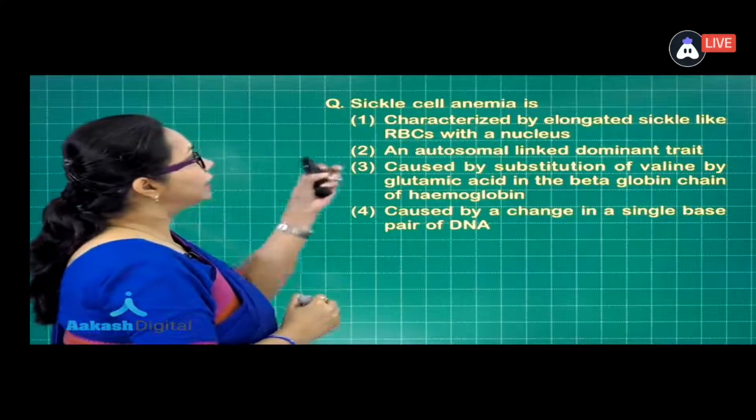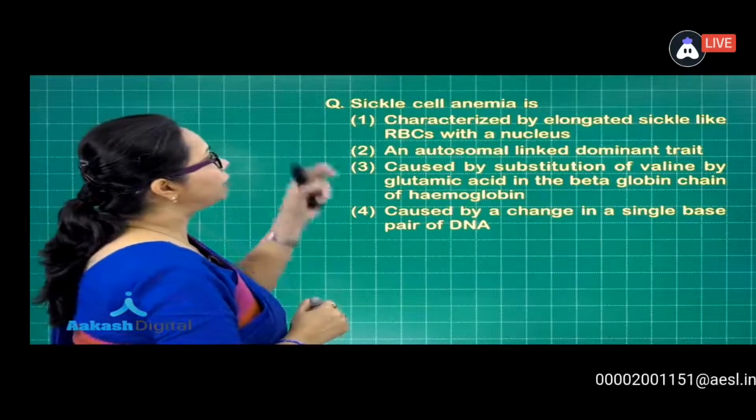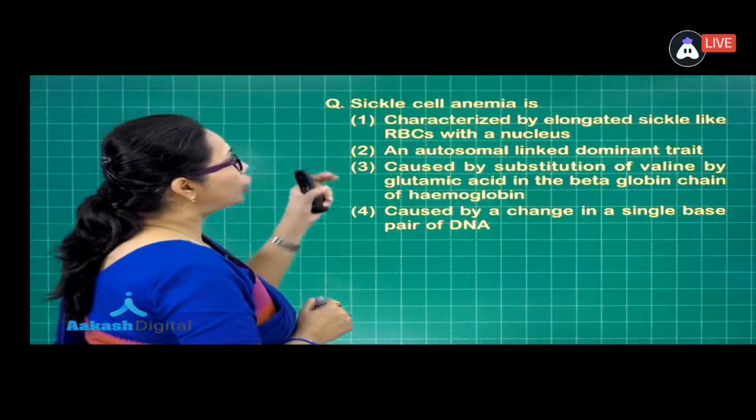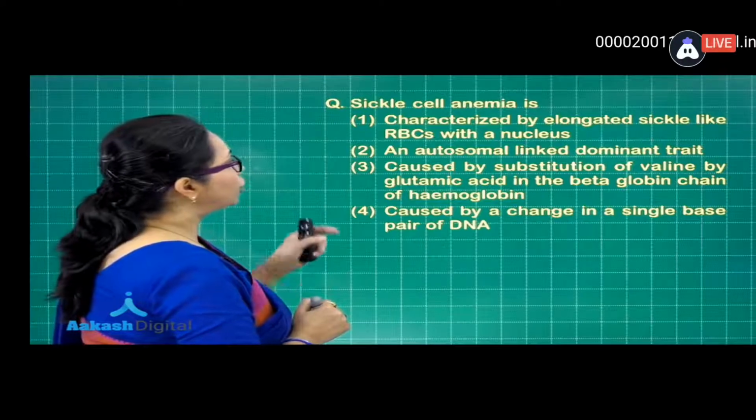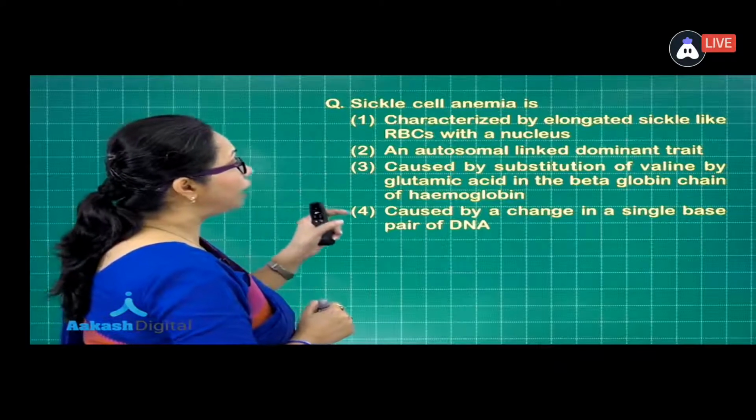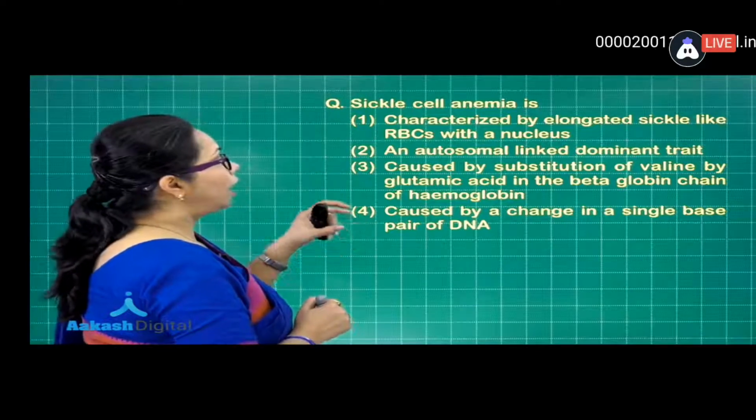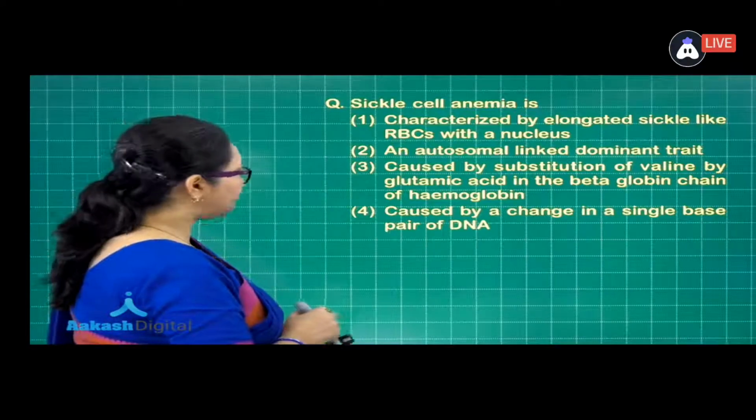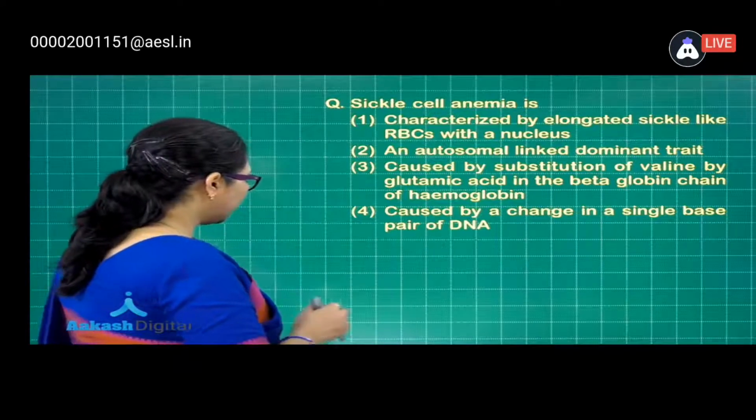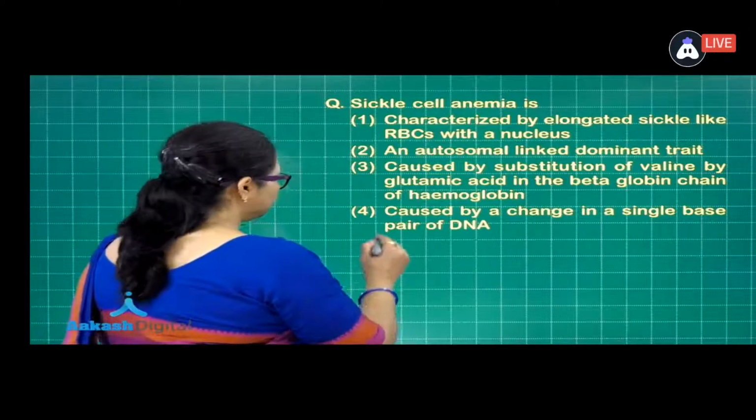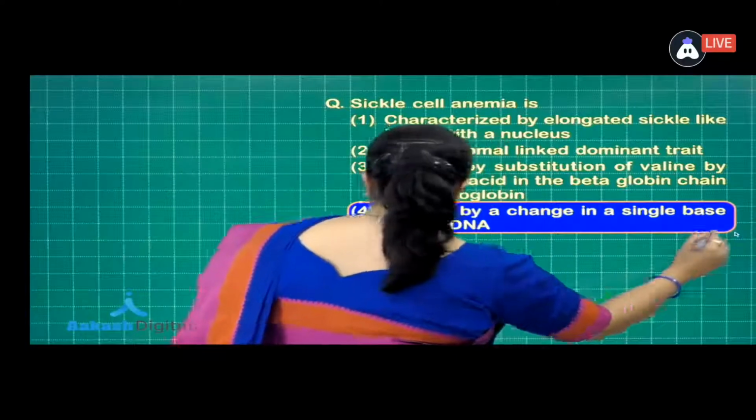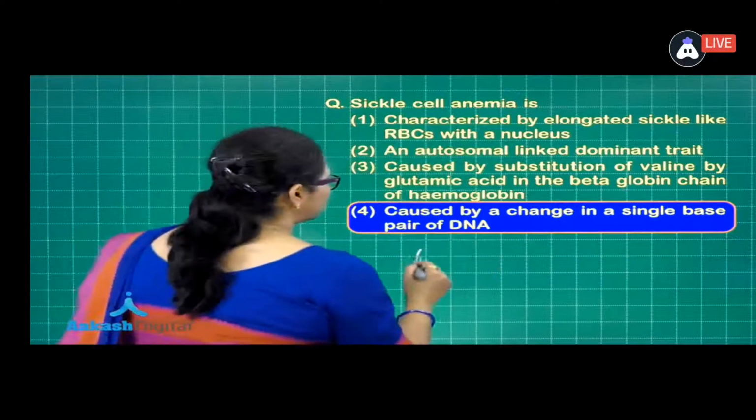Next, sickle cell anemia is characterized by elongated sickle-like RBCs with a nucleus, an autosomal linked dominant trait caused by substitution of valine by glutamic acid. This is opposite, and caused by change in a single base pair of DNA. So this is our correct answer.